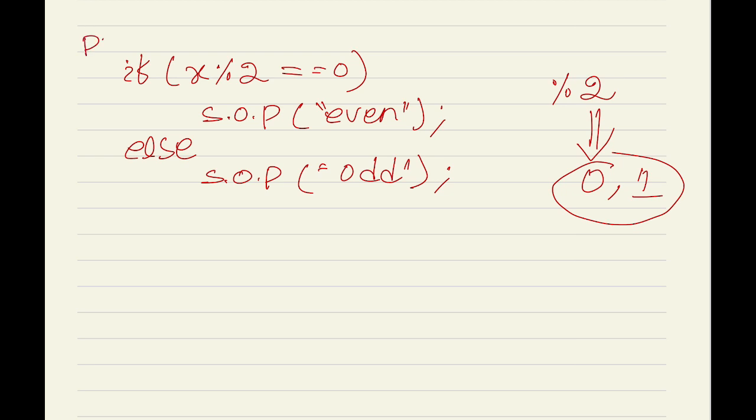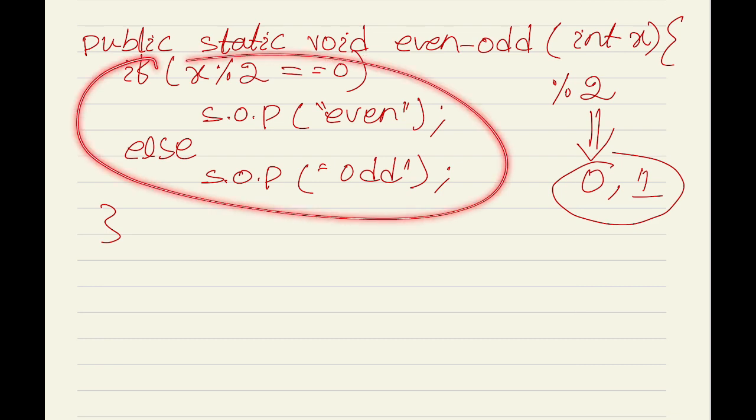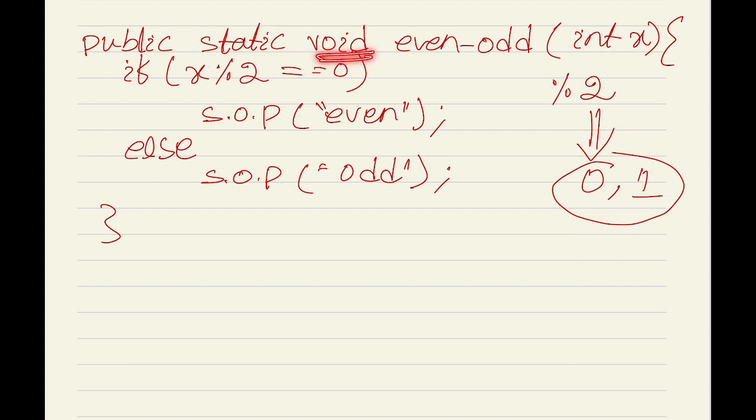So we can write the header: public static void, and assume the method name is even underscore odd, and it is taking the parameter x. Here we are writing void, which means this method is not going to return anything, that's why we are writing void, and the name of the method is even odd.